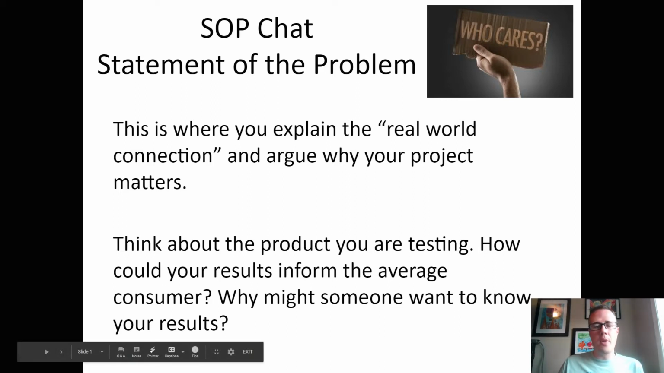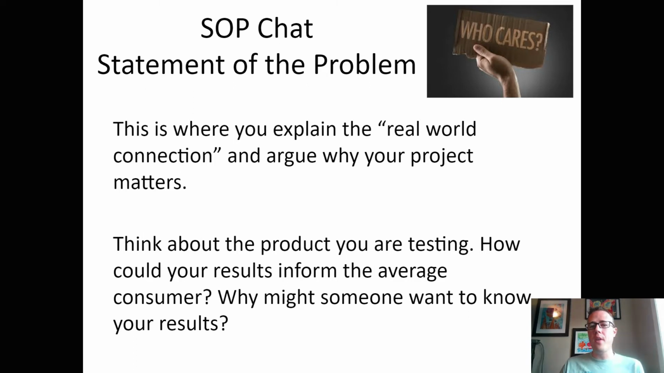The SOP of your project stands for the statement of the problem, and it's the first thing that your audience is going to read. The statement of the problem is where you explain what the real-world connection is, like why should this project matter? Why are you even bothering doing this research? Who's going to care about your data?